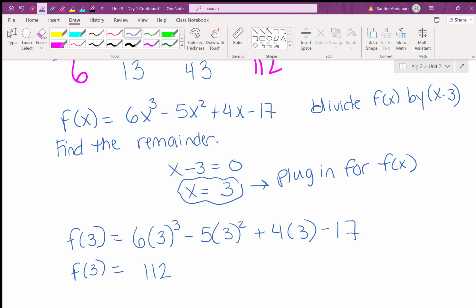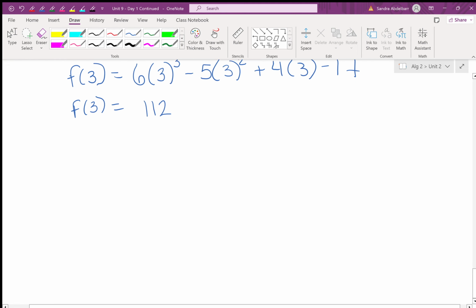Okay. What did we realize? When we performed the synthetic division, our remainder was 112. When we substituted in that x for f of x, didn't we still end up with 112? All right, when is this going to come in handy for us? When is this going to come in handy? I'll tell you.